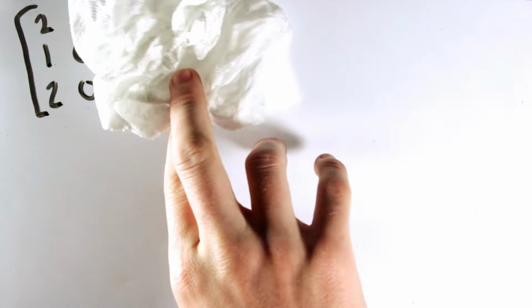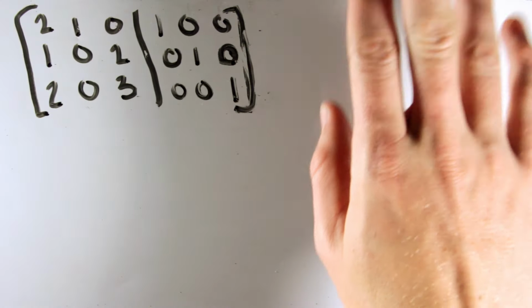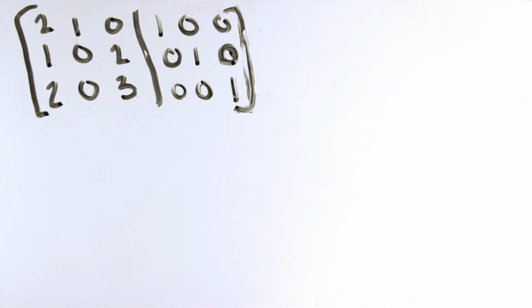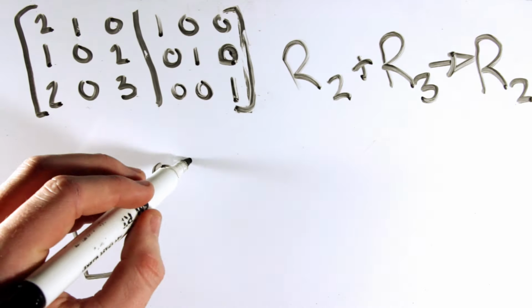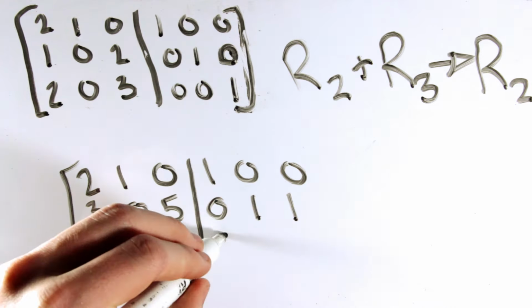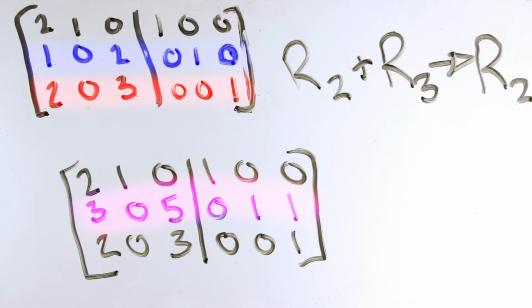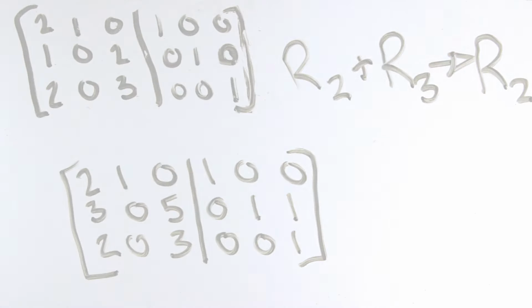Number 4. You can add the numbers of two rows that share the same column and replace either of the old rows with the result. These four rules are the building blocks to inverting any matrix.